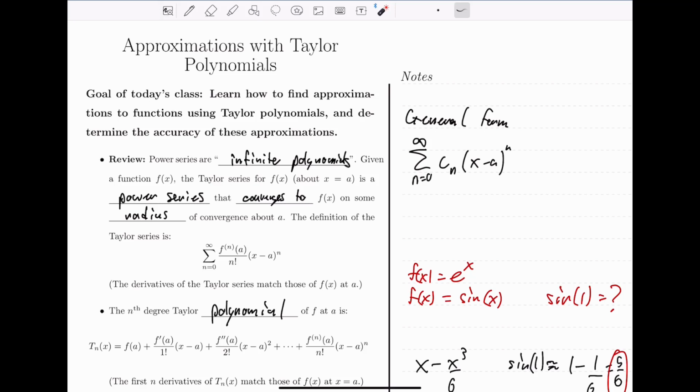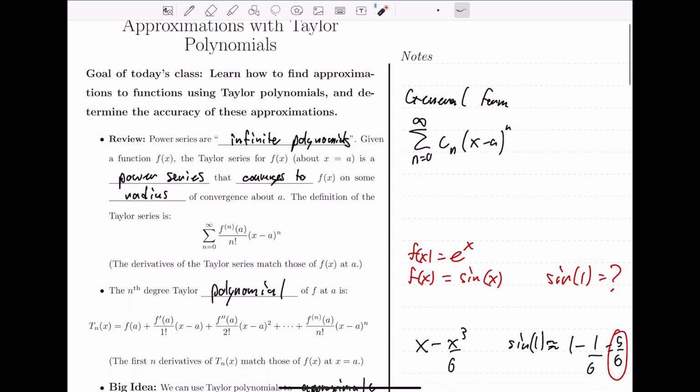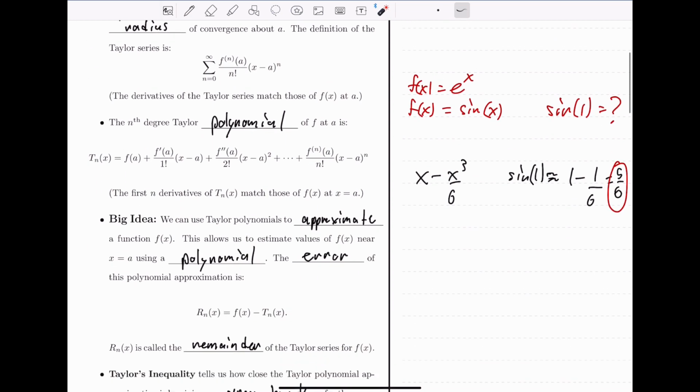In the last video, we reviewed some fundamental concepts about Taylor polynomials, and we talked about the idea of using a Taylor polynomial to approximate a function f of x. This will allow us to find values of the function near the point at which we center using a polynomial. It's much nicer to use polynomials rather than transcendental functions or rational functions or any other kind of function. Polynomials are much easier to work with.